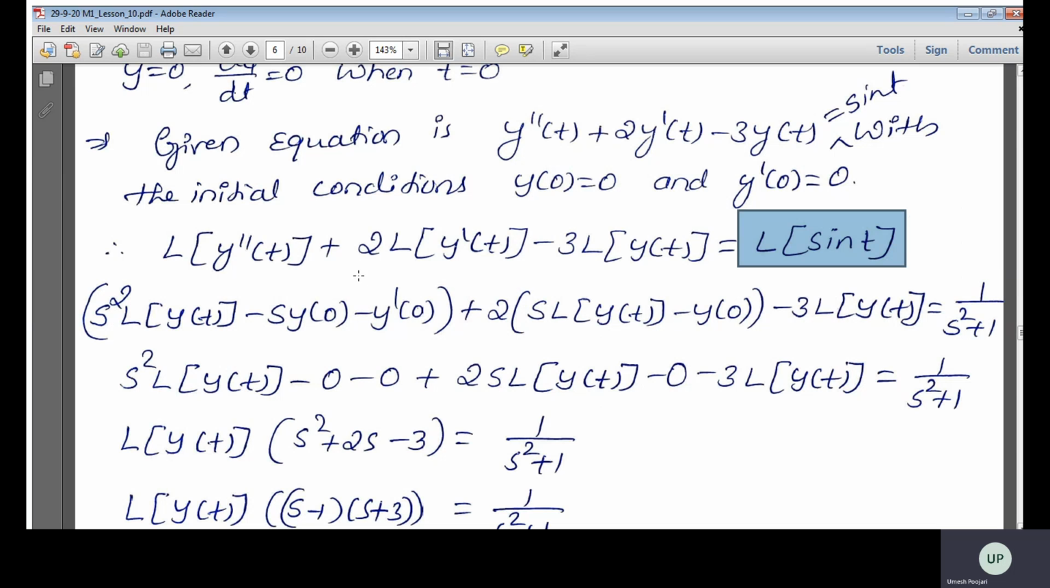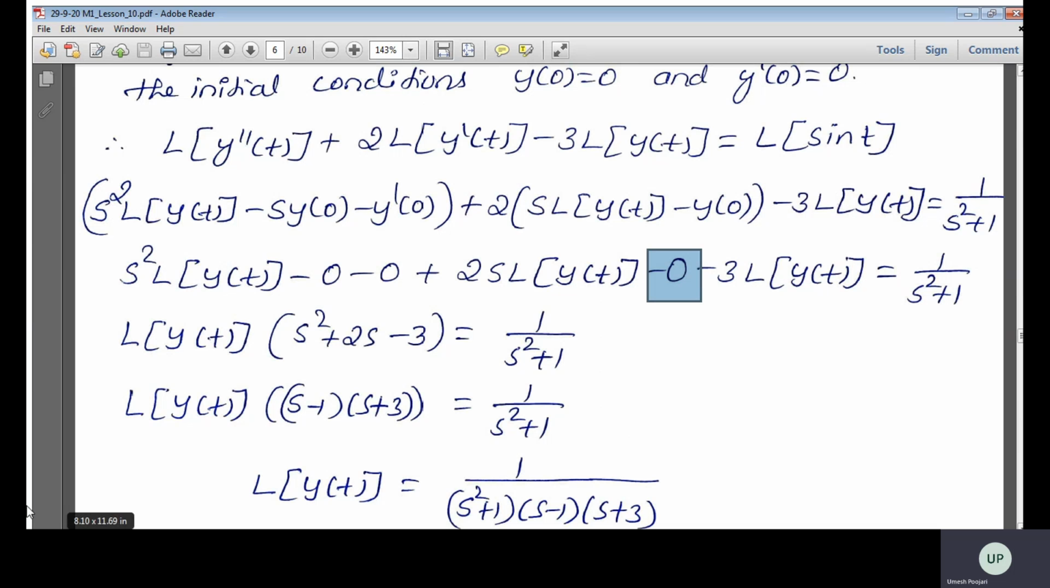Okay. Now we shall substitute the conditions. y of 0 and y dash of 0 both are 0. So you will get this term as 0 minus 0. Here also y of 0 will be 0 and remaining terms as it is. Now if you see here L of y of t, here also we have L of y of t, and in the last term also we have L of y of t. So if you take L of y of t common, the remaining terms are s square plus 2s minus 3, that is equal to 1 divided by s square plus 1. Or you can factorize this. s square plus 2s minus 3 can be factorized as s minus 1 into s plus 3.